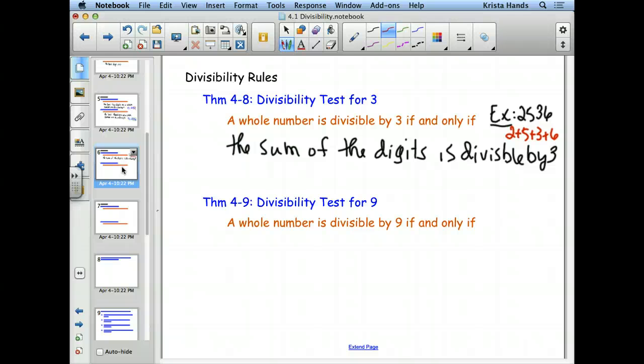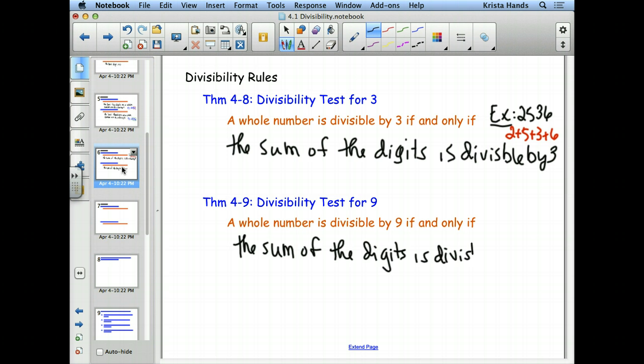Okay? These are on the same slide, right? Well, the rule for 9 works exactly the same way. So a number is divisible by 9 if and only if the sum of the digits is divisible by 9. So 2536, we're going to sum them up to 16. Does 16 divide by 9? No. So 2536 will not.